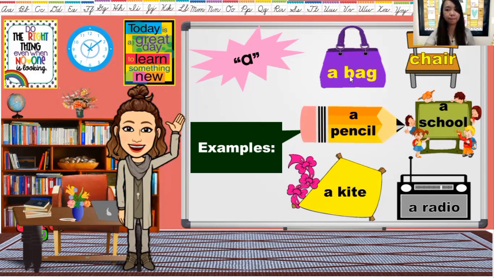A bag, B is a consonant letter. A chair, C is a consonant letter. A pencil, P is a consonant letter. A school, S is a consonant letter. A kite, K is a consonant letter. A radio, R is a consonant letter. Okay, so these are examples of using article a plus noun that begins with consonant letters.